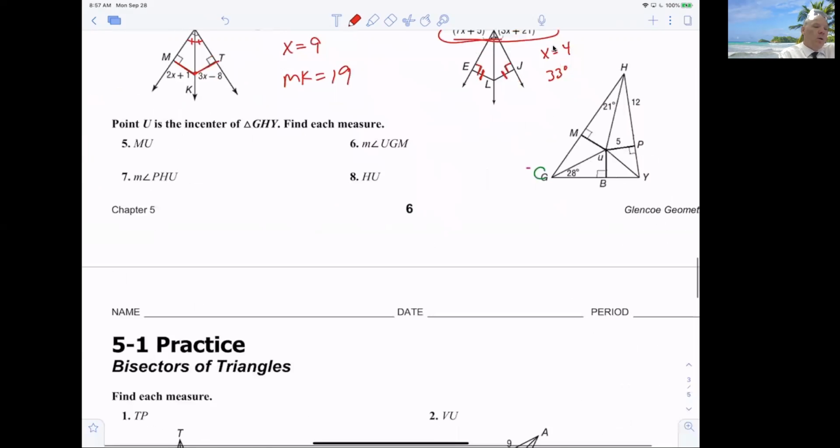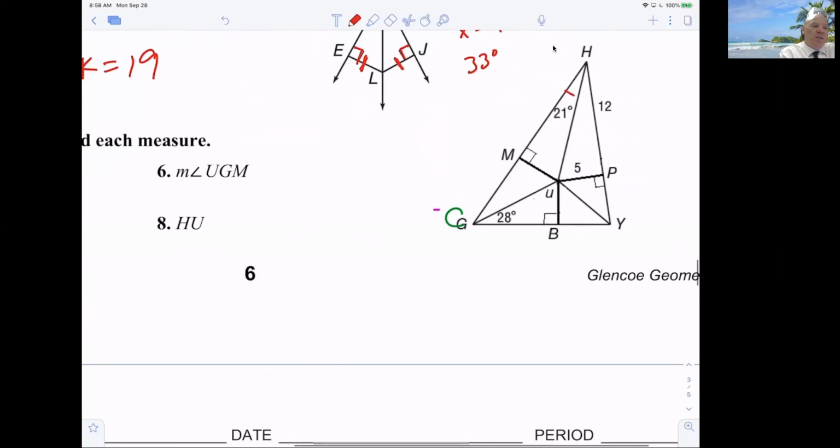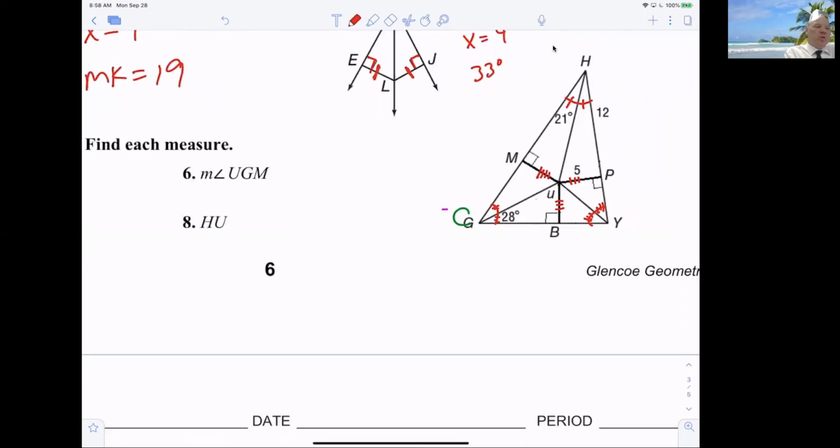All right, so now, because this is the incenter, these are equal, these are equal, and these are equal. And what's true about UB, UM, and UP? They are congruent also. That's the radius of the inscribed circle that's not drawn. All right? That's what's true about that. As soon as they say incenter, you just know it's the angle bisector, and that you can inscribe a circle in that triangle.